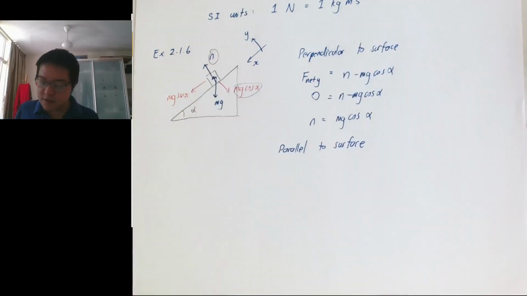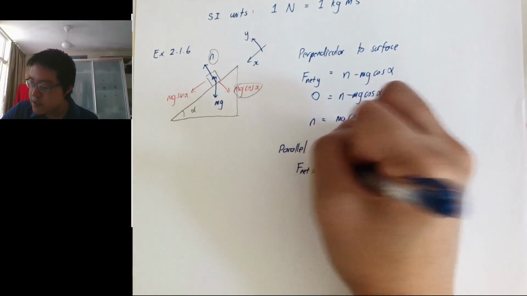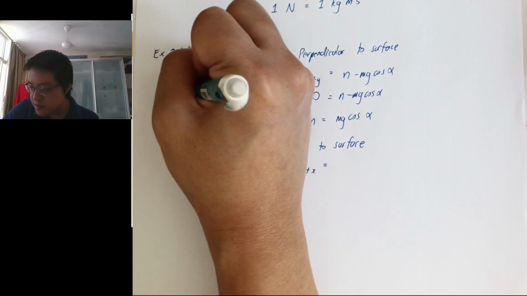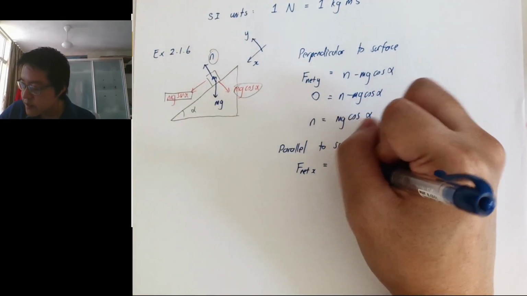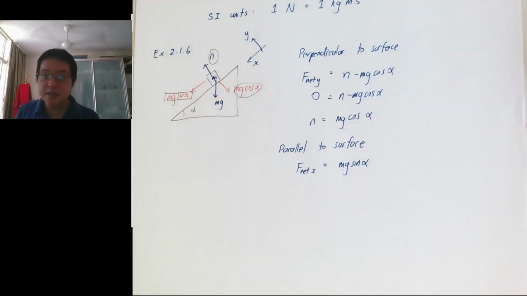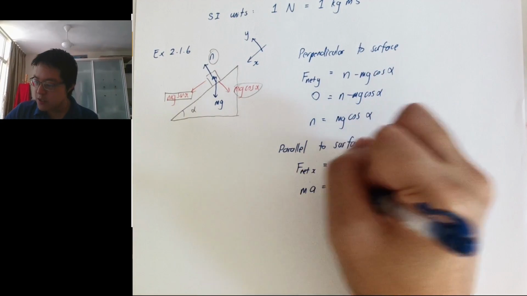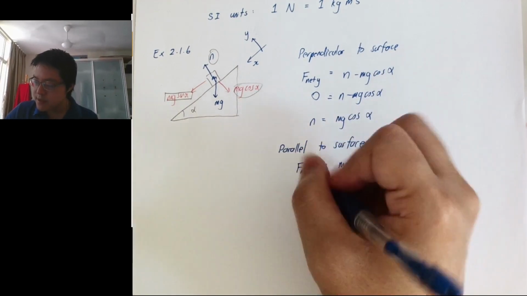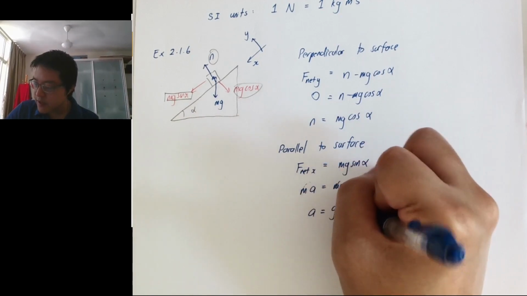Okay, so parallel to the surface is my net force along the x direction. There's only one force in the x direction, so it's this one over here. It's just mg sine alpha, right? And then by Newton's second law, my net force equals mass times acceleration. So I got mg sine alpha. Cancelling this, from here I get my acceleration, so g sine alpha.